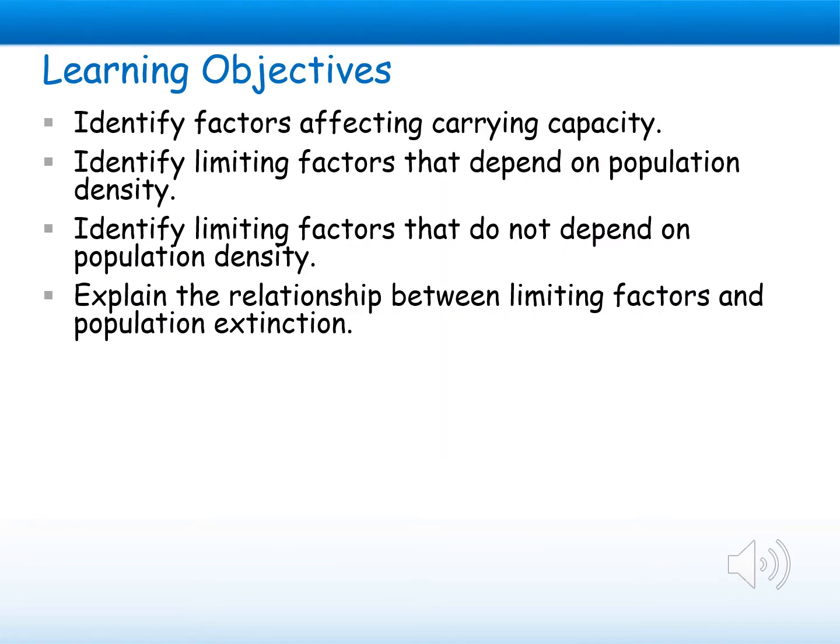As you read 5.2 and complete your guided notes, there are 4 main learning objectives. Identify factors affecting carrying capacity. Identify limiting factors that depend on population density. Identify limiting factors that do not depend on population density. And explain the relationship between limiting factors and population extinction.